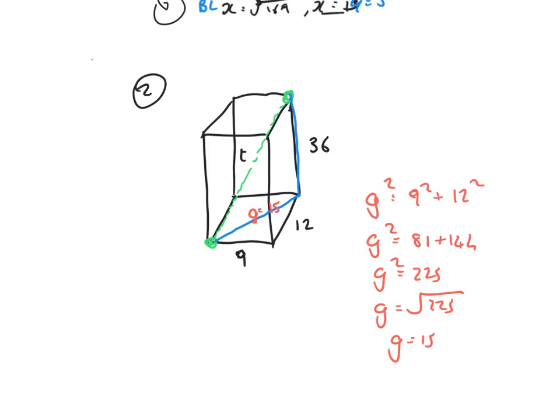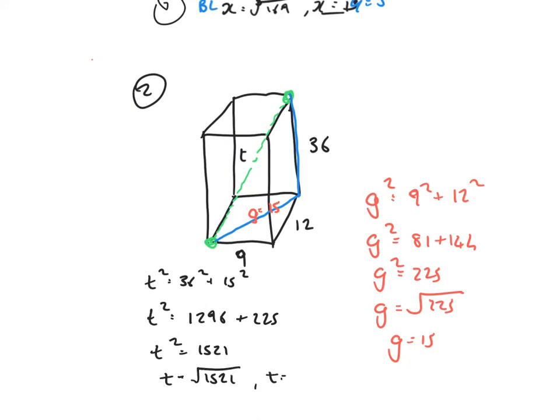I can do Pythagoras again, and it's going to be T squared equals 36 squared plus 15 squared. T squared equals, I'm going to use the calculator now for 36 squared. That would be 1296, plus 225 for 15 squared. Add them together to get 1521. We'll then take the square root of 1521, and that is equal to 39. Final answer.